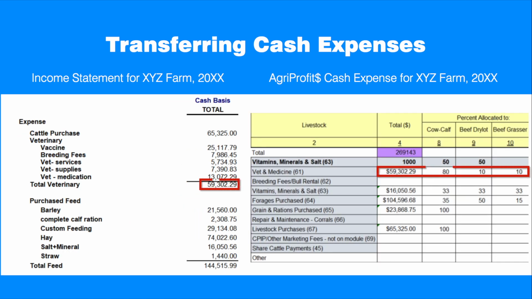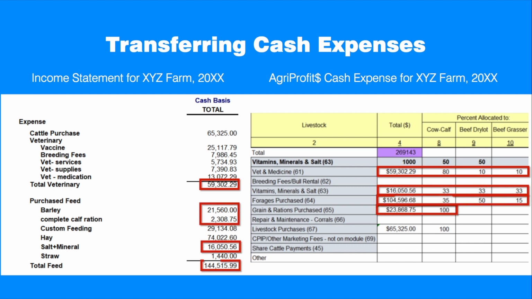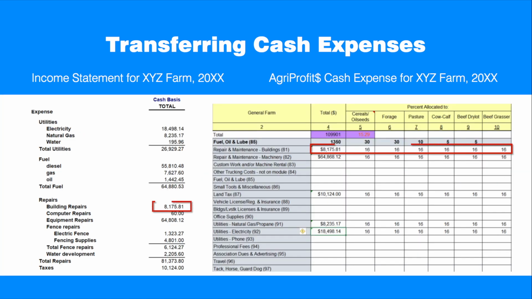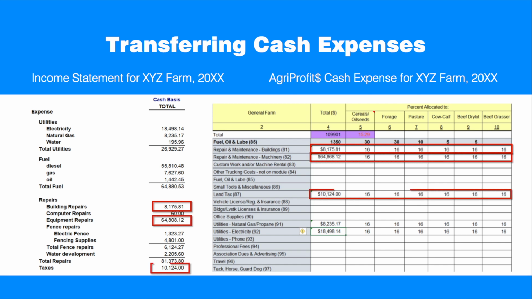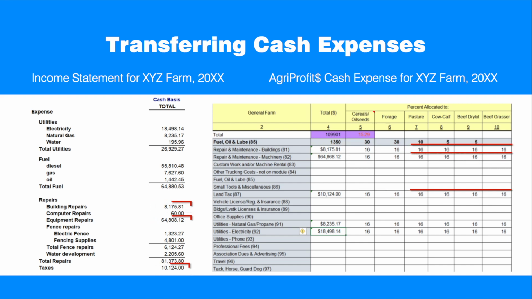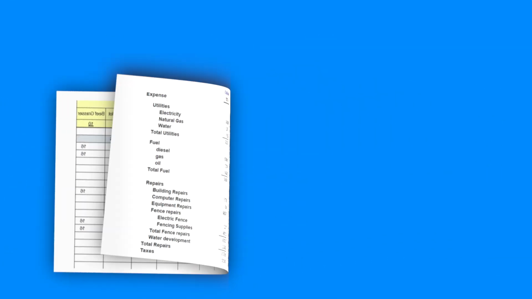All other cash expenses that do not relate directly to a particular enterprise should be transferred to the AgriProfits whole farm section. The producer needs to be sure that all expenses are transferred to the AgriProfits accounts and allocated to the related enterprises. Before leaving the income statement report, the producer should check to see if the total receipts and expenses on the income statement are equal to the expenses transferred to AgriProfits.